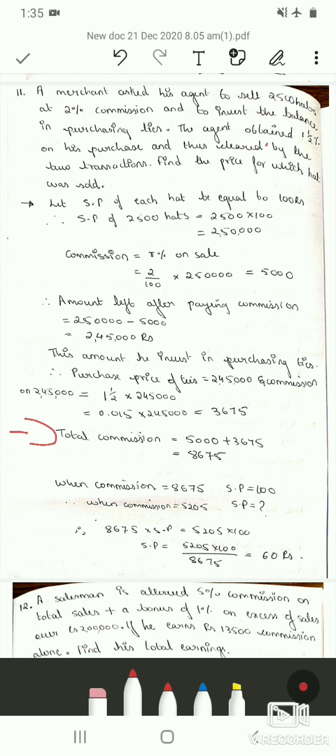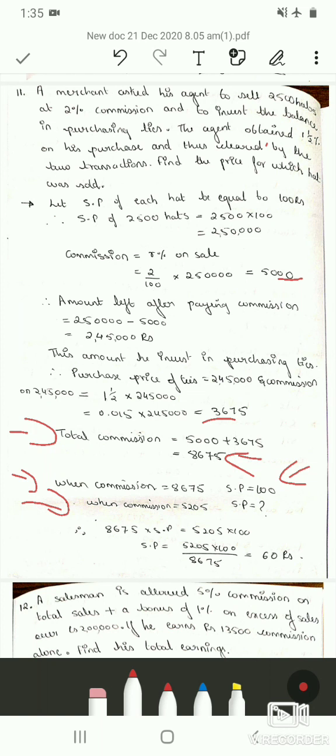we will get it as 3,675 rupees. So the total commission of the agent is 5,000, which was for hats, and 3,675, which is for the purchase of ties. So in total the agent earns rupees 8,675. So now the agent obtains a commission of rupees 8,675 when the selling price we have assumed to be 100 rupees.